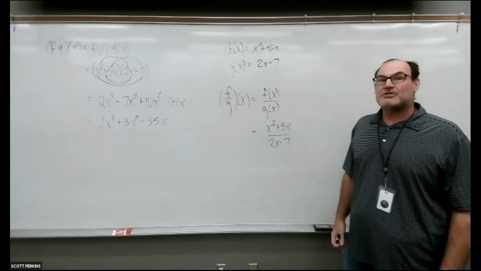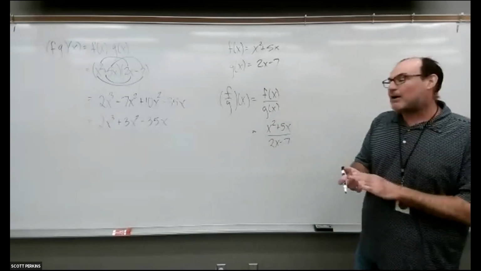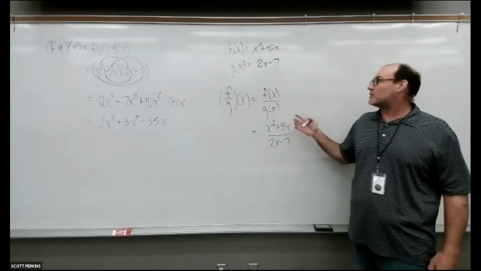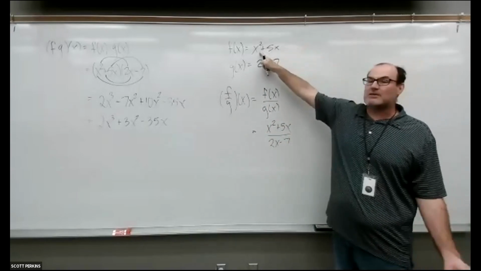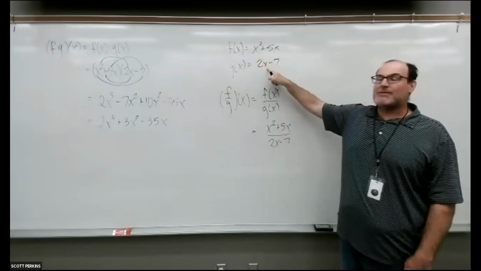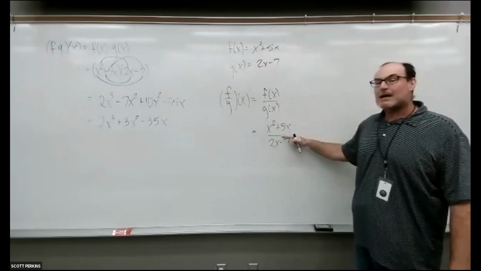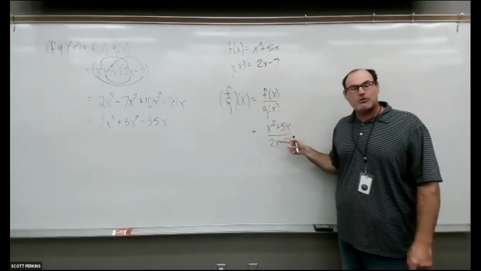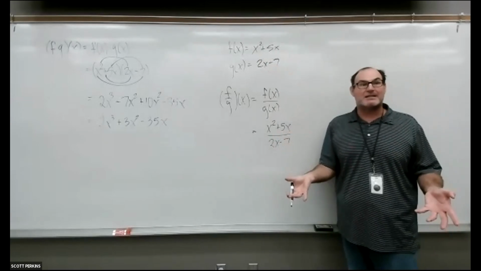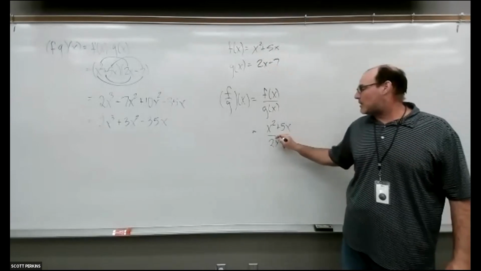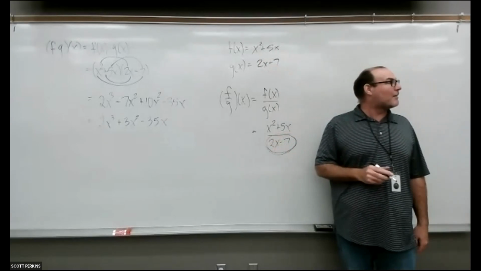But I do have to make sure that I address this issue of the domain. There is a value that would be bad, because notice the domain of f of x is negative infinity to infinity. It's a squared function. g of x is negative infinity to infinity. It's just a line. But when I create the quotient, there is now something that I have to omit. And so the way you figure it out is you say, okay, I'm concerned about any value of x that would make the denominator 0.